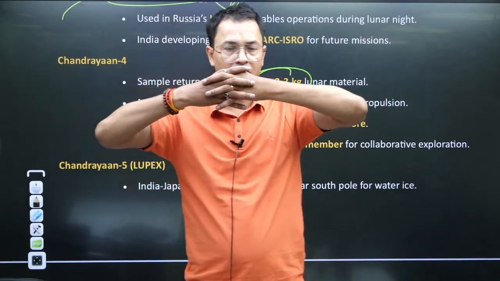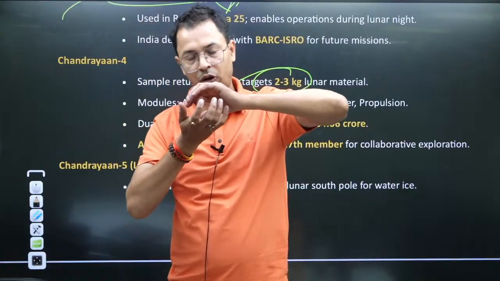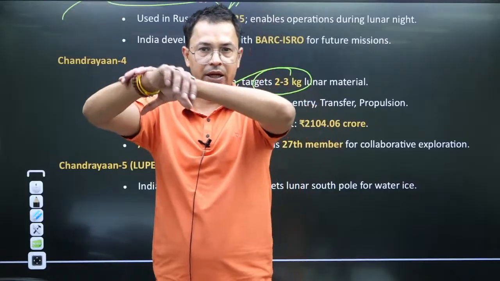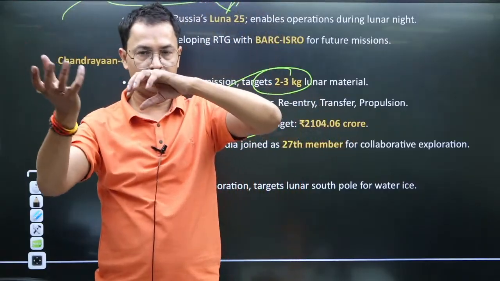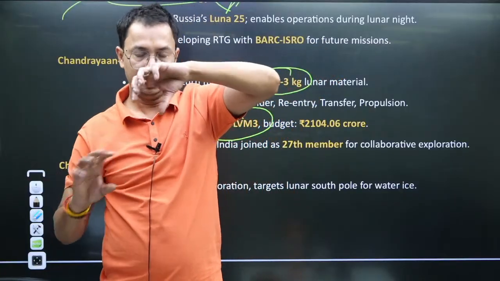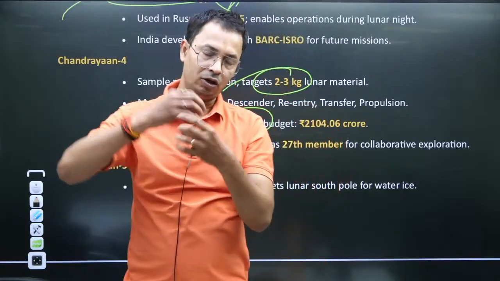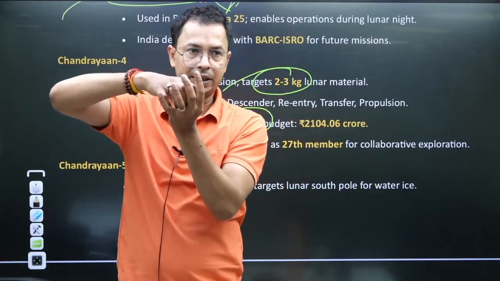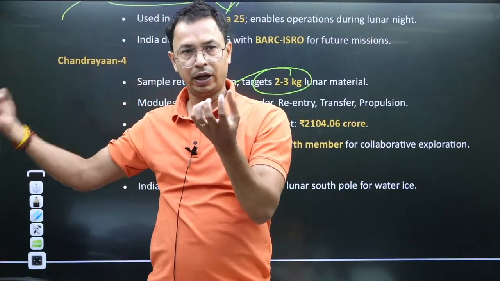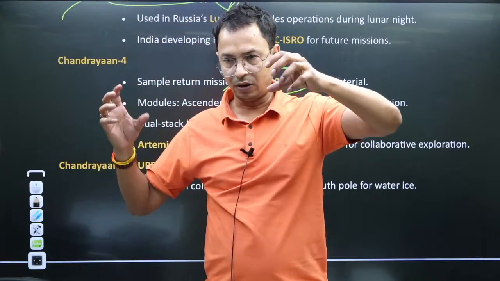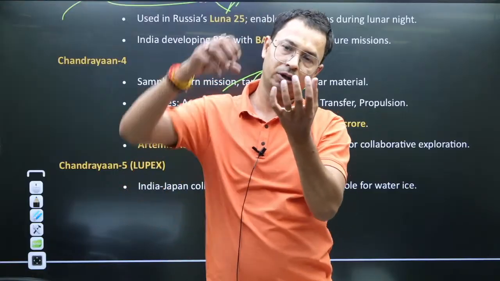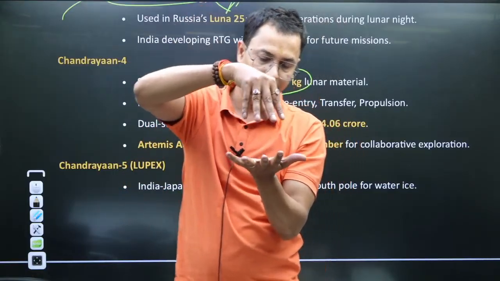After the docking, these two stacks, using the propulsion module, will go towards the lunar trajectory, and when they reach the orbit of the moon, the propulsion module will de-dock and be ejected. Then the ascender module and descender module will be de-docked from the transfer module and re-entry module. Now the transfer module and re-entry module will orbit around the moon, and the descender module and the ascender module will land on the moon using the descender module.